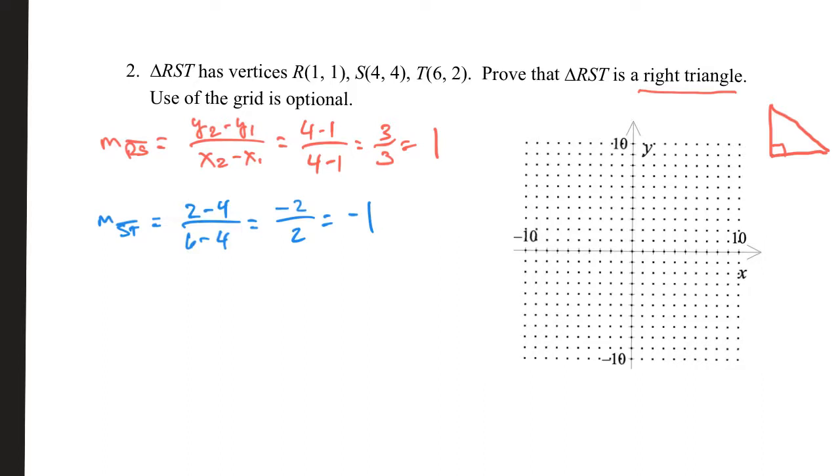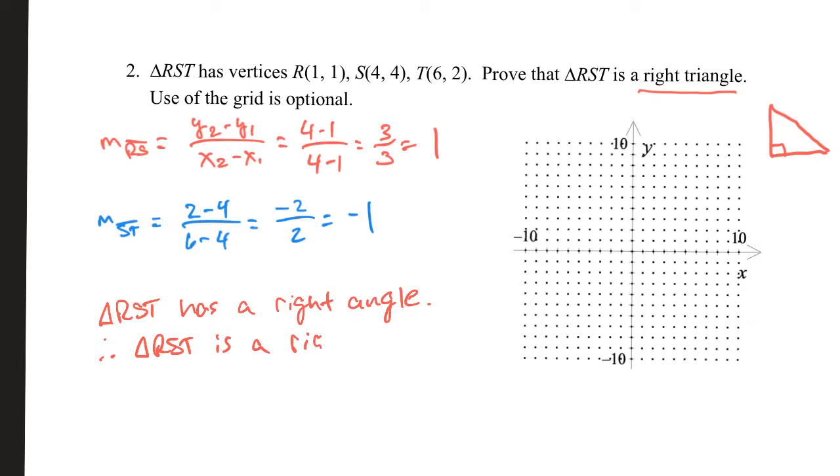So now I can say that triangle RST has a right angle, therefore triangle RST is a right triangle. Boom, done.